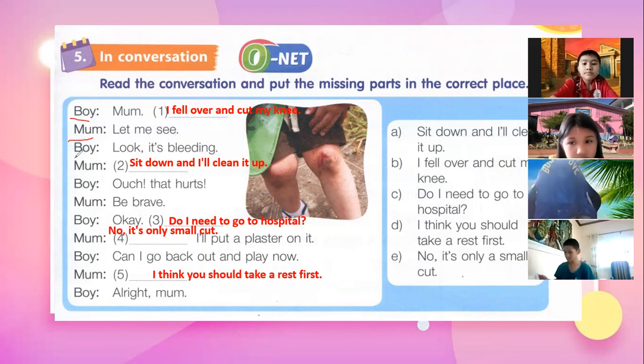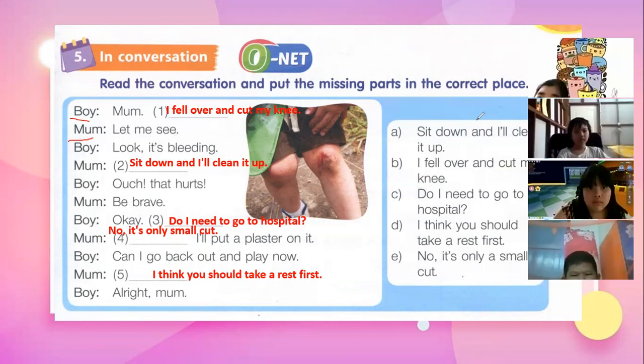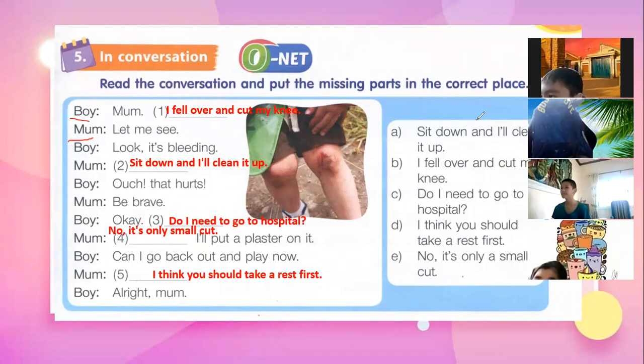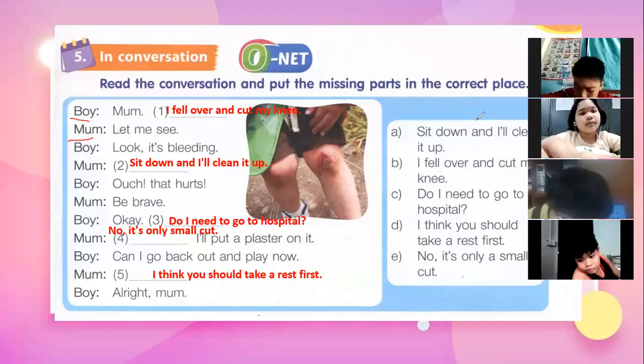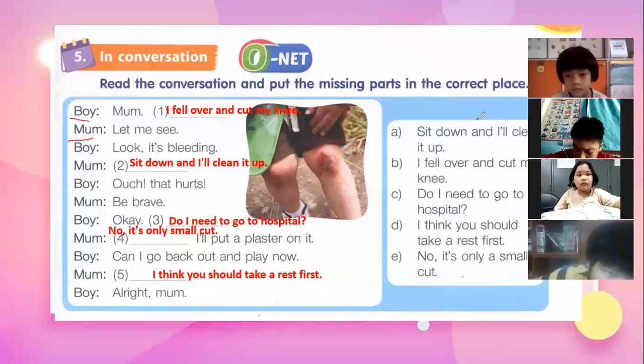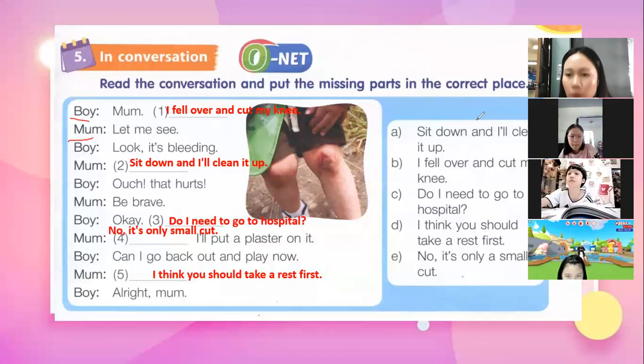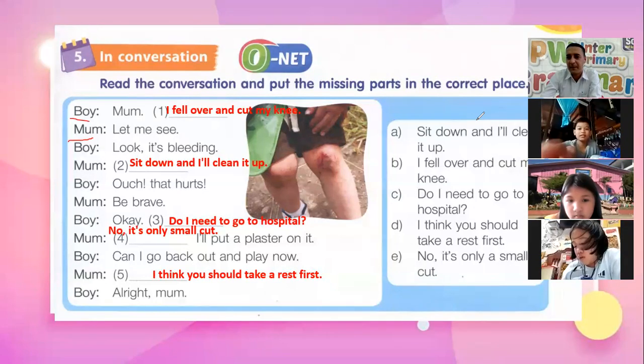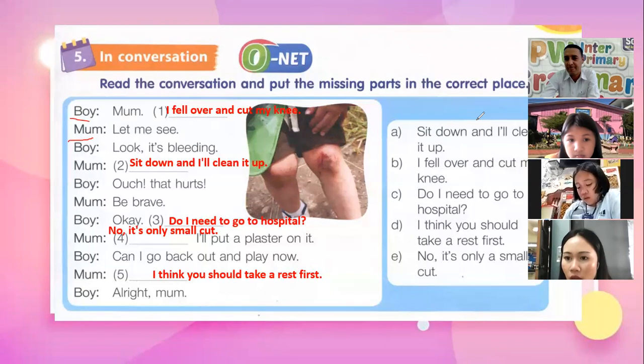Someone has closed their microphone and isn't listening or focusing. Students, can you hear me? Yeah. Can you hear me? Okay, open your microphone, please, and repeat after the teacher. Do you understand? Okay, teacher again, please.